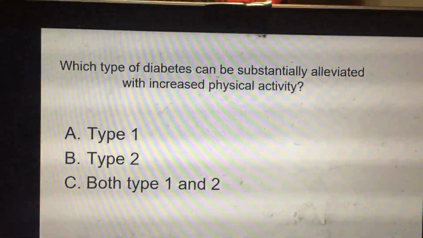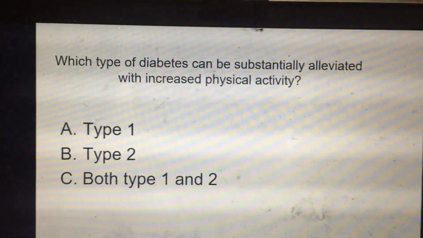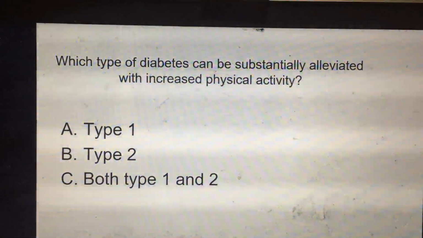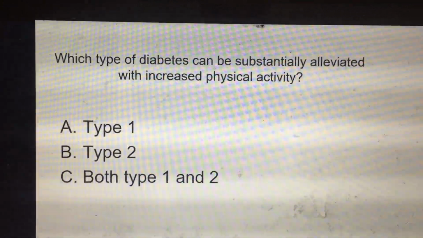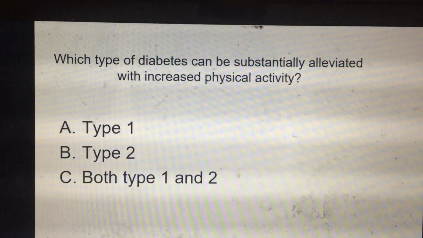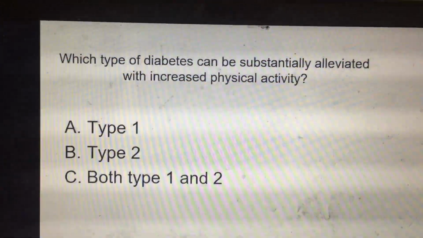So type 2 diabetes can largely be reversed with physical activity. Type 1 diabetes cannot be reversed, but you can still prevent a lot of the cardiovascular disease risk factors that might be elevated with type 1 diabetes. So your best answer here would be B, type 2 diabetes.